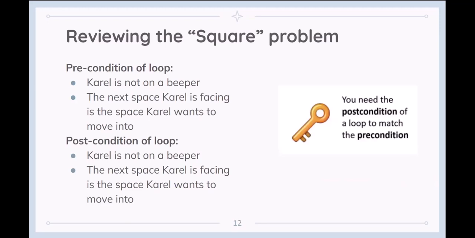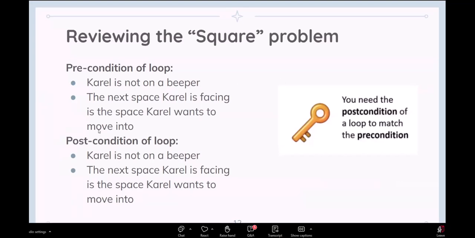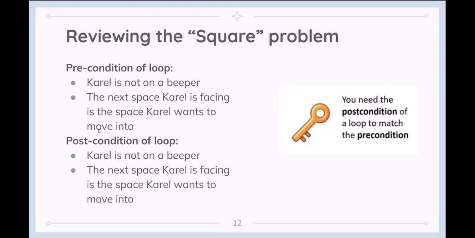In the lecture, Mehron mentions that post-condition and precondition need to match. What this means is that the precondition in this case is Carol is not on a beeper, and the next space Carol is facing is the space Carol wants to move into. And the post-condition in this case also matches. For example, the post-condition would also be that Carol is not on a beeper, and the next space Carol is facing is the space Carol wants to move into.